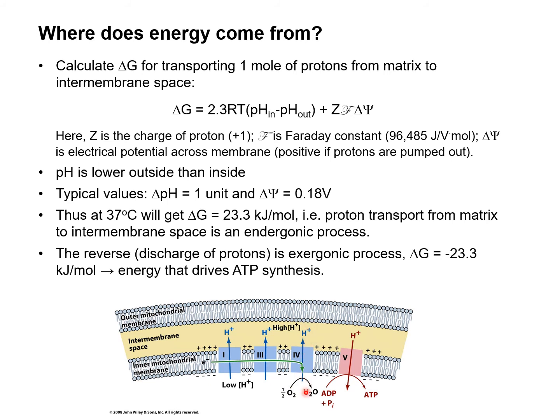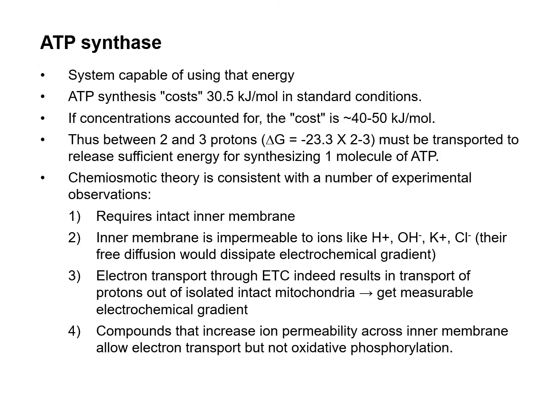So the reverse transport, the movement of the proton discharged from the intermembrane space to the matrix, would be the exergonic process, which is the opposite of what we got here as 23.3. So that's going to be delta G of minus 23.3 for that direction, again from intermembrane space to the matrix. So that will provide an energy that drives the ATP synthesis.